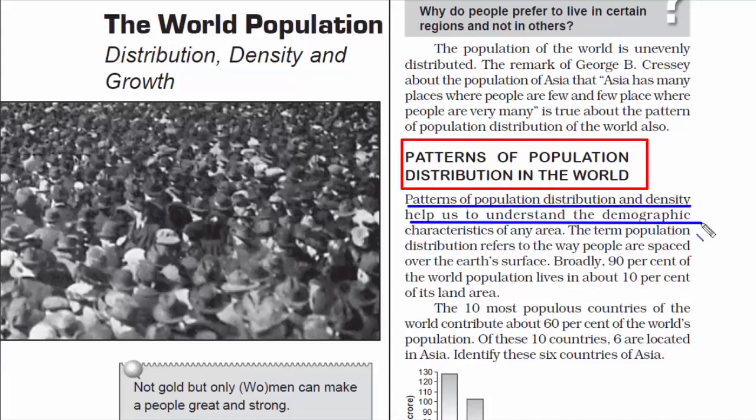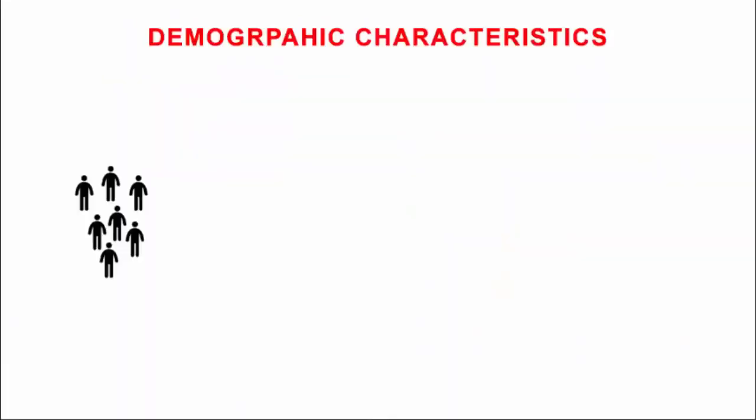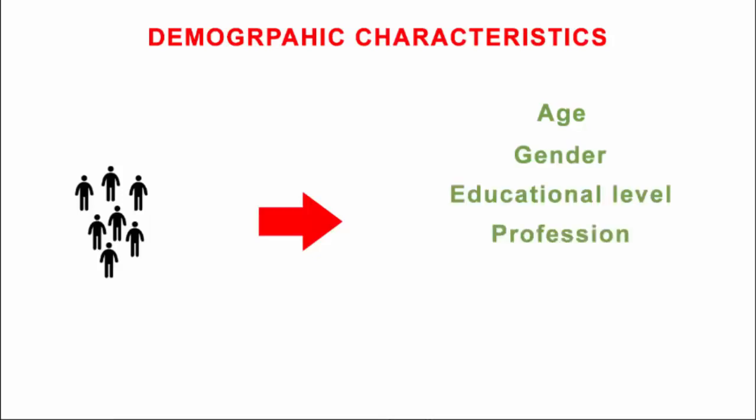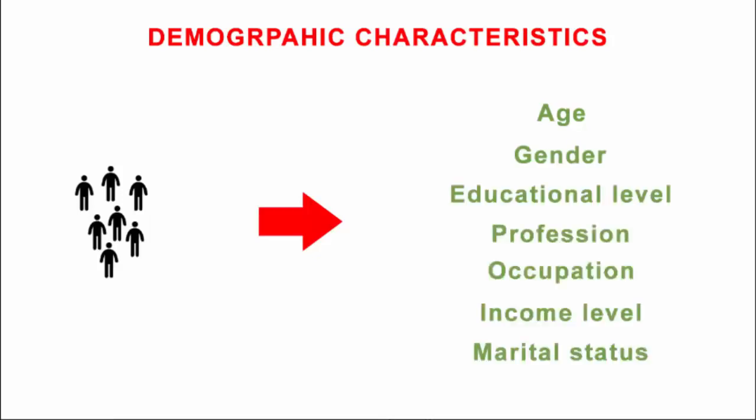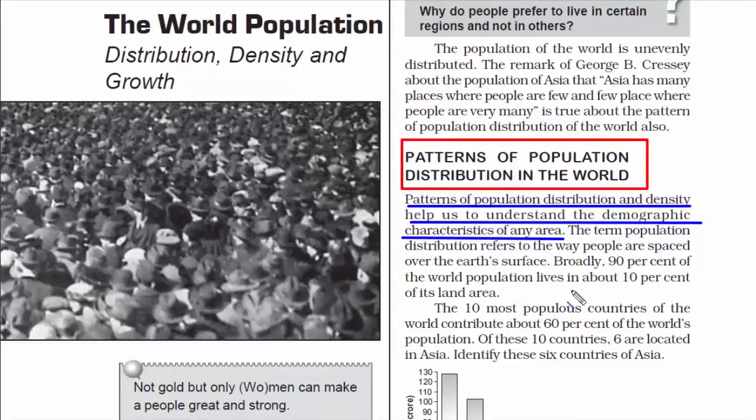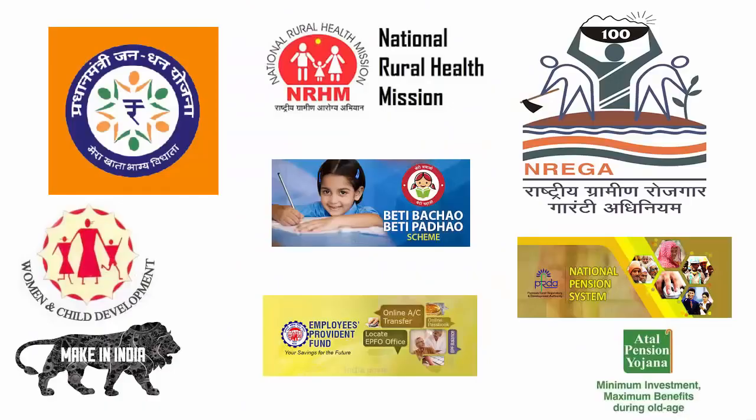Now, patterns of population distribution and density helps us to understand the demographic characteristics of any area. When we say demographic characteristics, we mean the age, gender, education, profession, occupation, income level, and marital status of the people. Knowing all of this is very important because it will give meaningful and actionable insights when implementing the government policies and schemes towards development of nation. I hope you're getting what I'm trying to say. There are many public policies that require these insights so that it improves the lives of the citizens, which in turn helps in developing the economy.